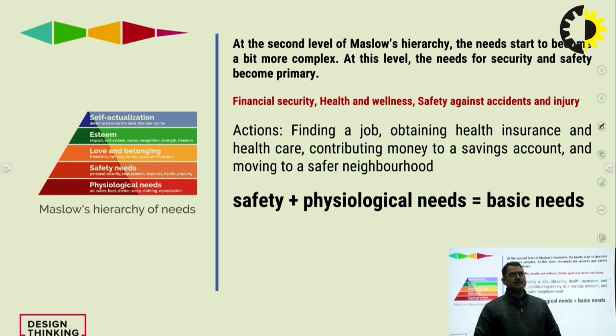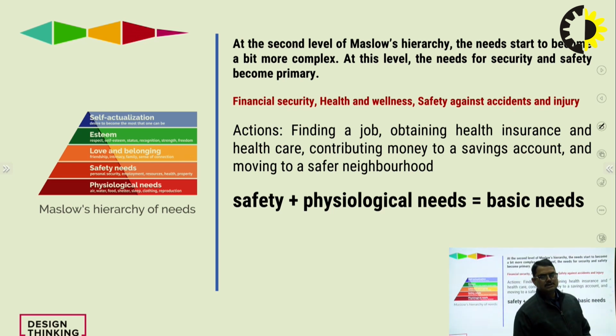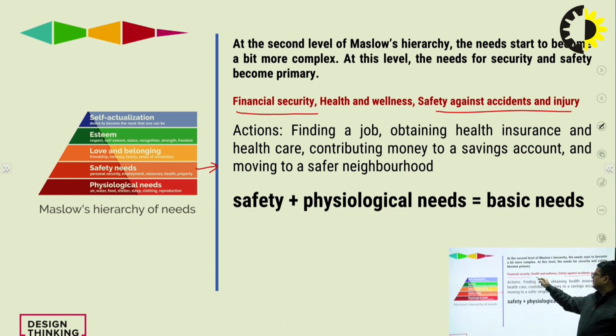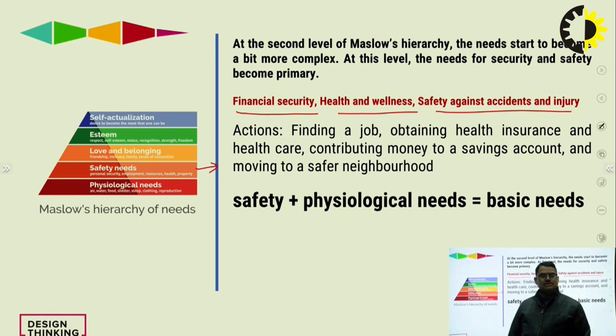Next level: once the user fulfills their basic physiological needs, he or she may try to move one level up, and here the safety need comes into the picture. Safety need is the second block of this Maslow pyramid, and in it we are concerned about safety, whether physical safety, safety against accident and injury, or financial security, health and wellness and all. All our actions are basically triggered to fulfill these needs.